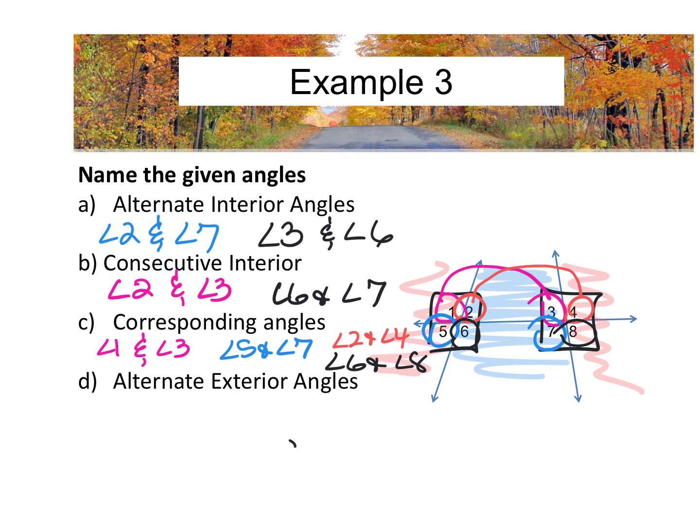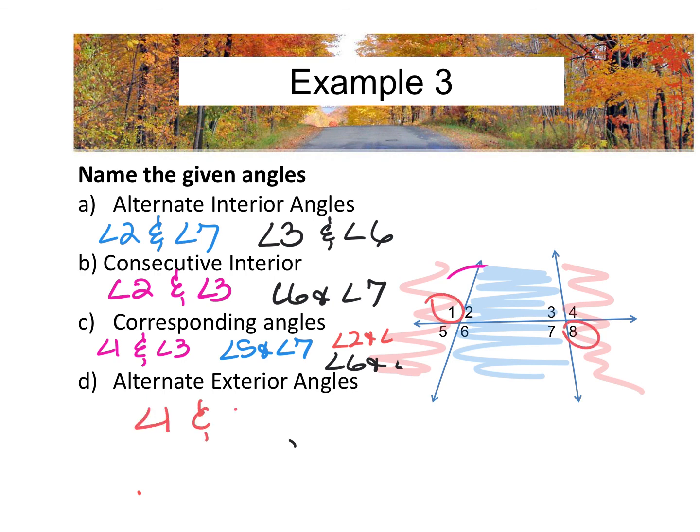And then lastly, the alternate exterior, so that's in the red. Opposite sides, so you can have 1 and 8 and 5 and 4. The order that you write these doesn't matter. If you were to have written 8 and 1, you can switch the order. You're just listing them. And that is it for 3.1.